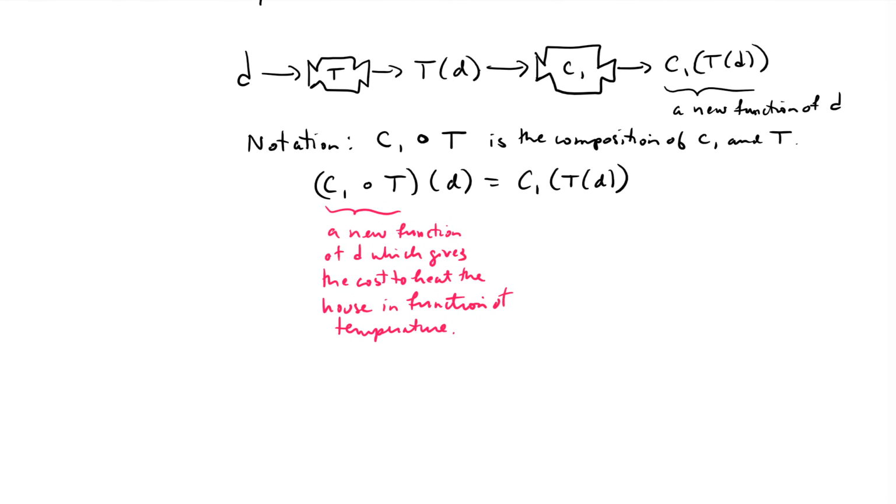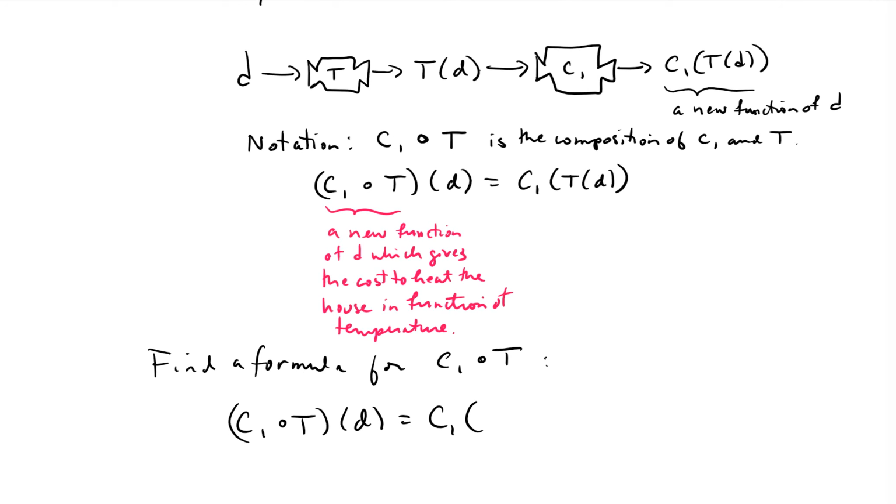So here, maybe just to finish it up, let's find a formula for c1 dot t. Well, let's do it. c1 dot t of d, this is the formula we're looking for, is according to the definition c1 of t of d. So that's c1 of, now let's calculate t of d. T of d, we have a formula for it. It's 1/7 absolute value of d minus 100, plus 20. So this thing here, that's our t of d.